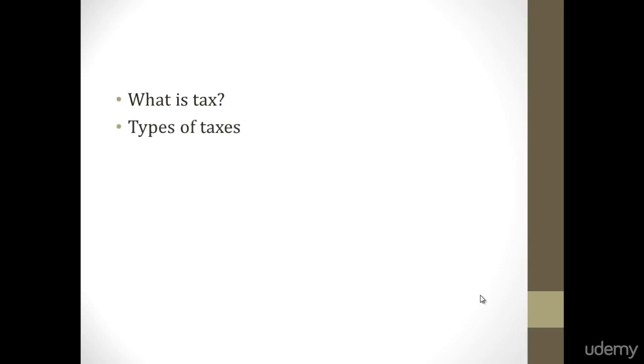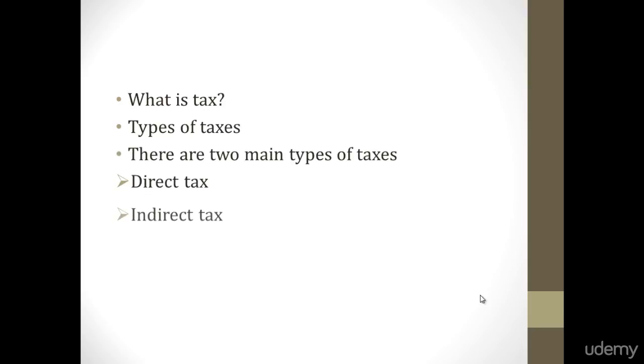There are two types of taxes. First is direct tax and second is indirect tax. What is direct tax? Direct tax is the tax which is paid by the person on whom it is levied. The burden of this tax cannot be shifted to anyone. Normally, these taxes are levied on income or wealth of a person. Income tax, wealth tax, and gift tax are direct taxes.